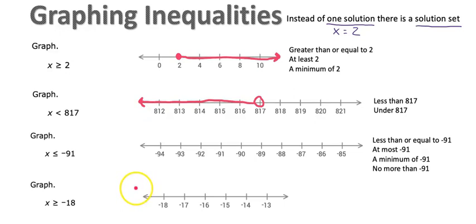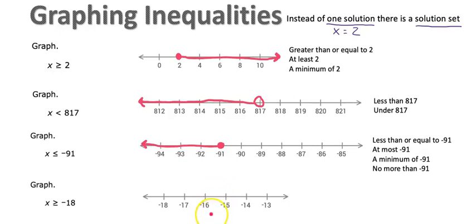Next, we have x is less than or equal to negative 91. So less than or equal to, we could have said at most negative 91. We could have said no more than negative 91. But they all start at negative 91. And it is equal to, so it's part of my solution set. So I'm going to go ahead and color that in. Less than goes to the left on the number line. And I'm going to go ahead and include the arrow.